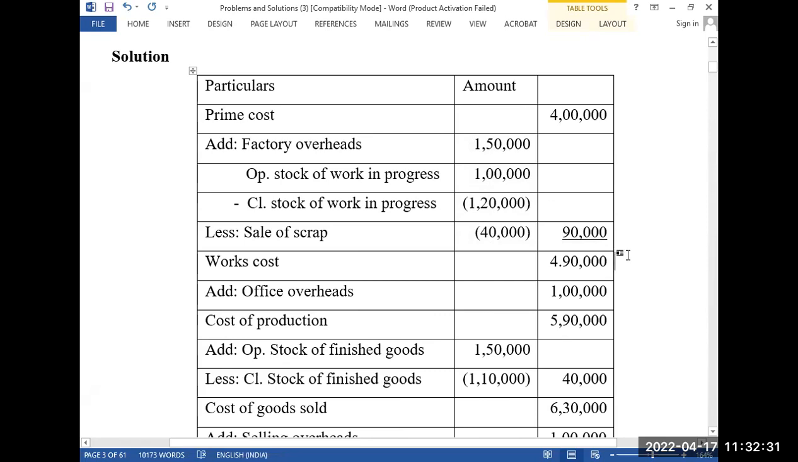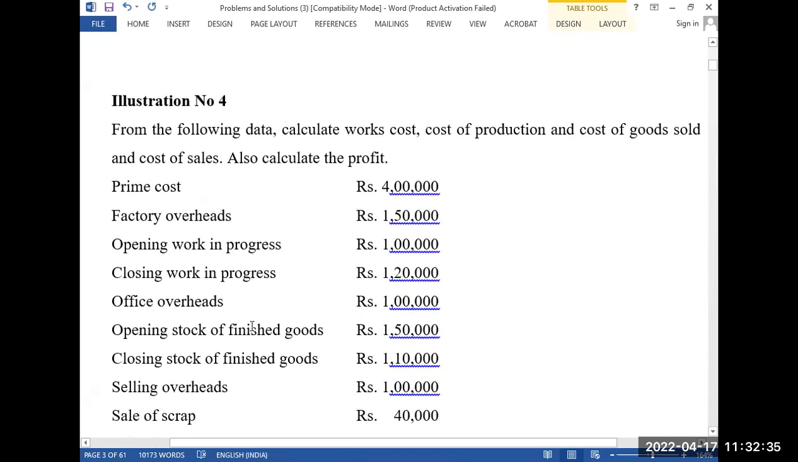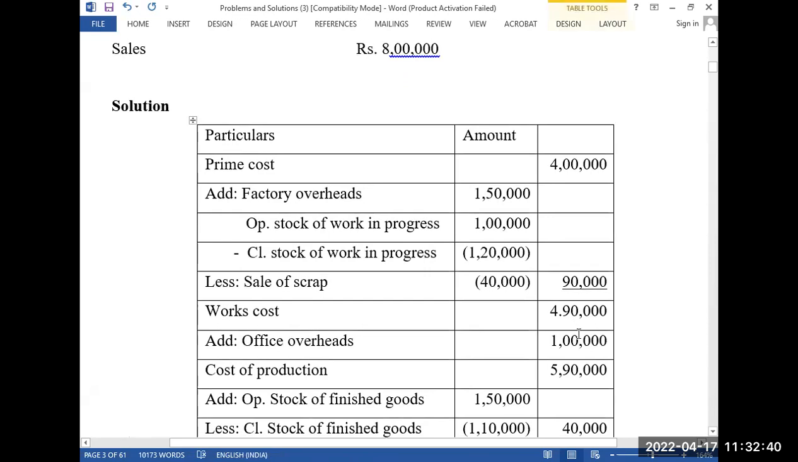Then we have to calculate cost of production. So office overhead is given in the question, 1 lakh. So 1 lakh is taken as office overheads. Okay. So 5,90,000 is the cost of production. 4,90,000 plus 1 lakh is equal to 5,90,000. That is cost of production.